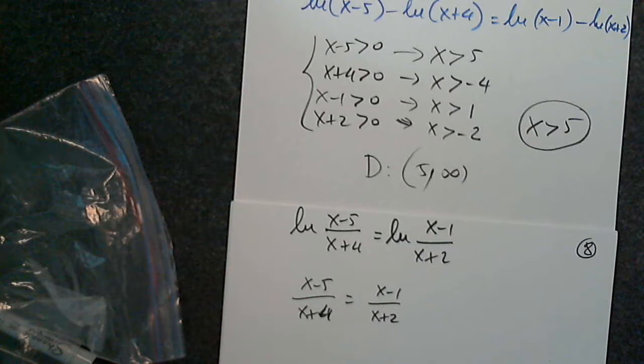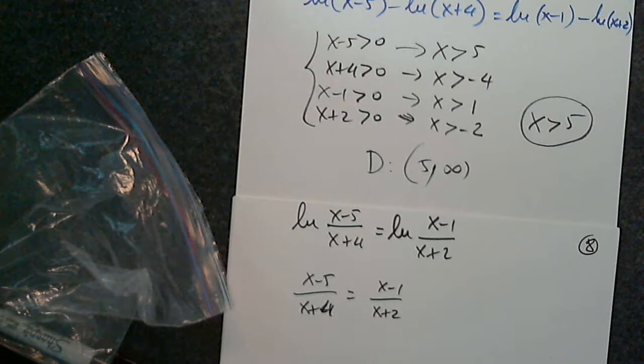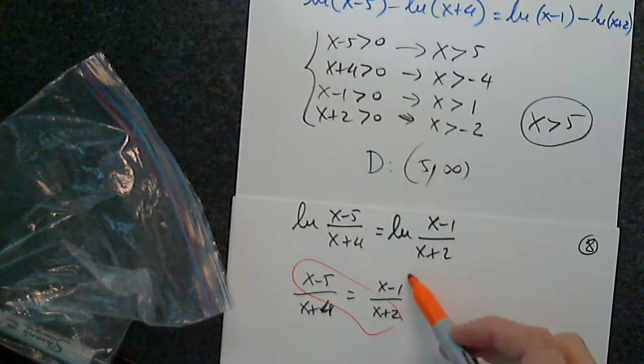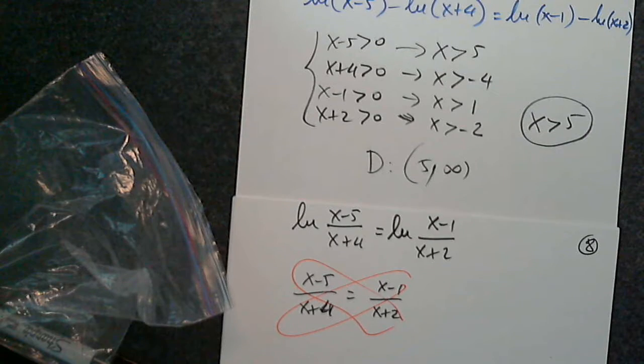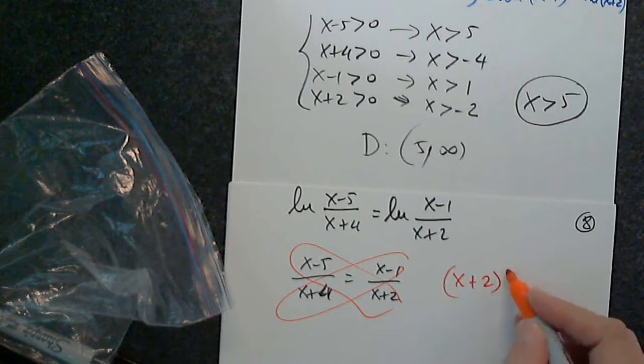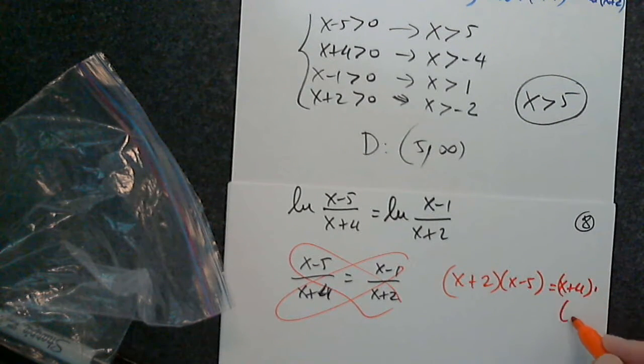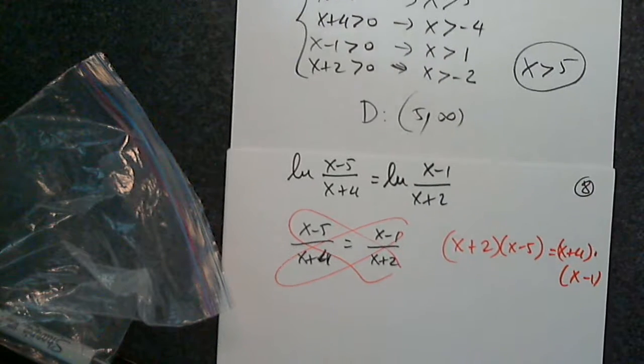What type of equation is this? Yes, it is a rational equation. What are we going to do? It's a proportion. So we're going to cross multiply. So x plus 2 times x minus 5 will equal x plus 4 times x minus 1.